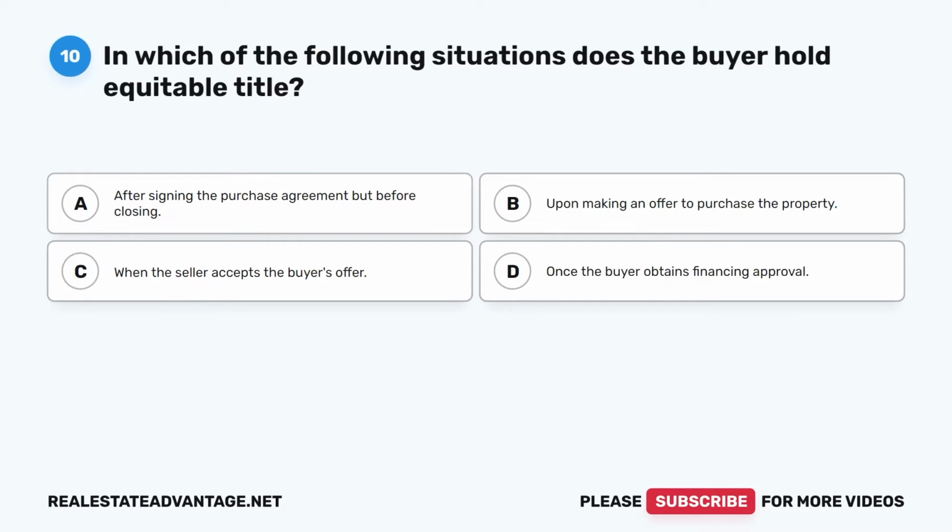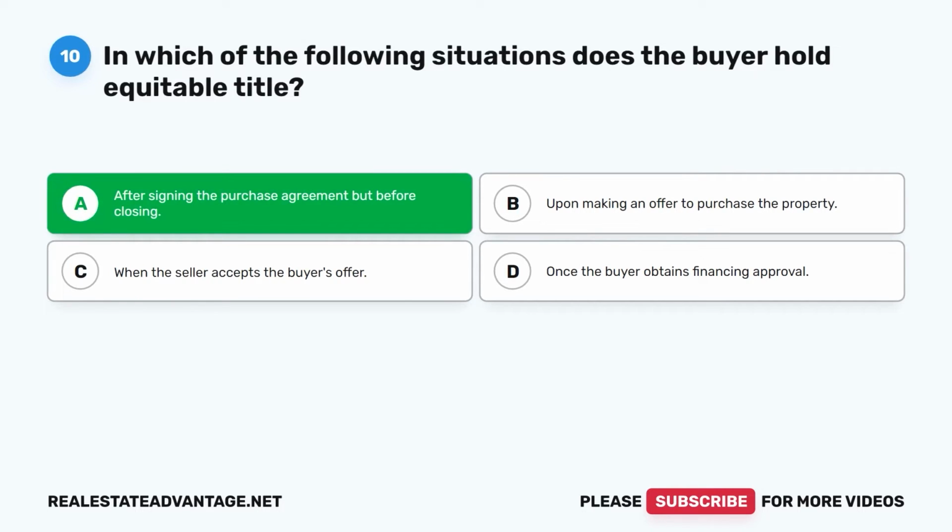Question 10. In which of the following situations does the buyer hold equitable title? A. After signing the purchase agreement but before closing. B. Upon making an offer to purchase the property. C. When the seller accepts the buyer's offer. D. Once the buyer obtains financing approval. The correct answer is A. After signing the purchase agreement but before closing.